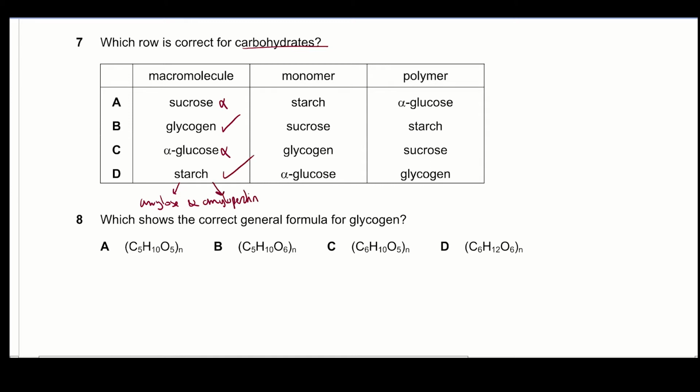So this is correct. Monomer, it's not a starch. As we said, it's a polymer. Sucrose is not a monomer. Glycogen is a macromolecule, so this is incorrect. And alpha-glucose is a monomer, so the answer is going to be D.